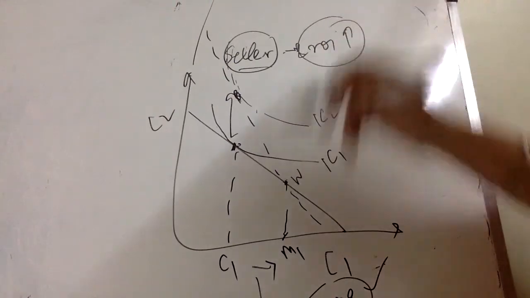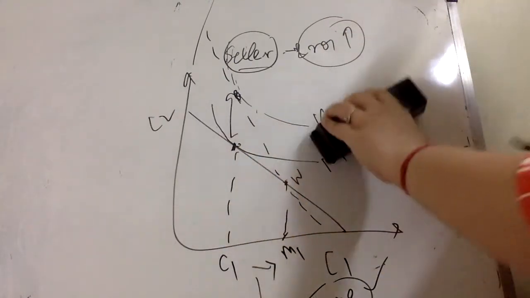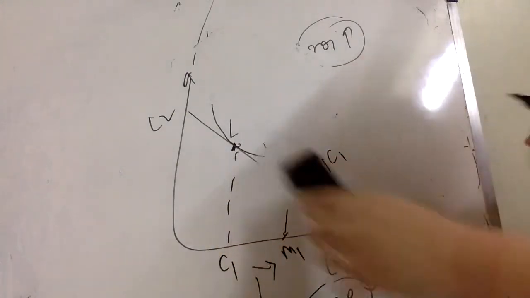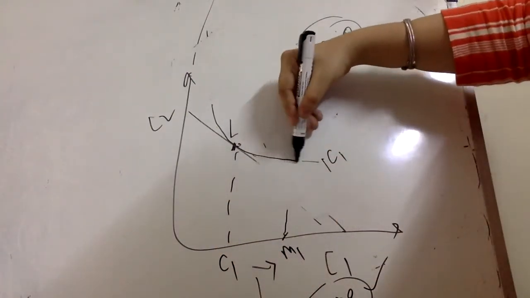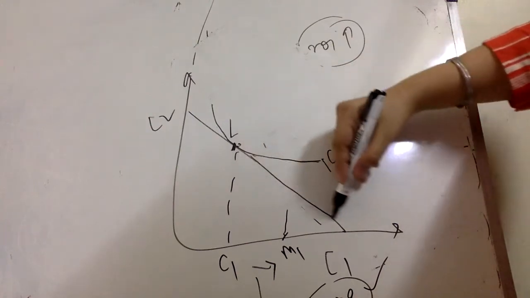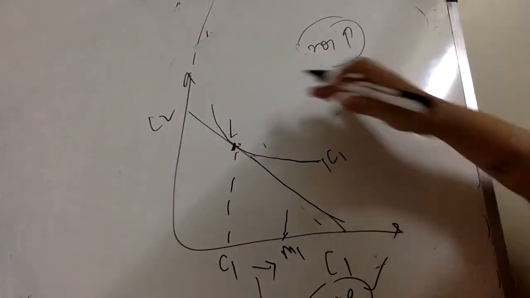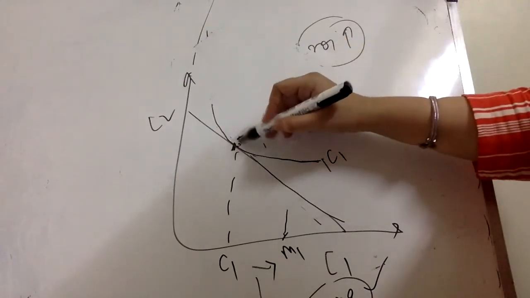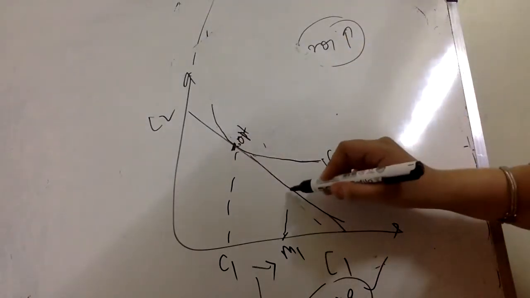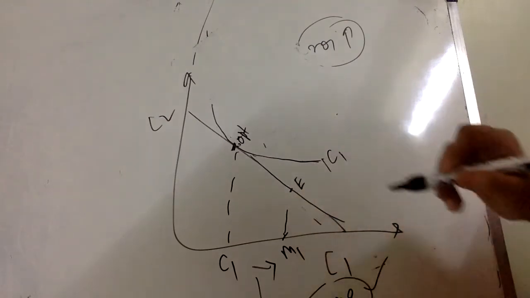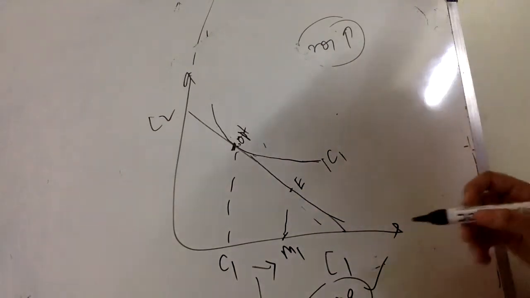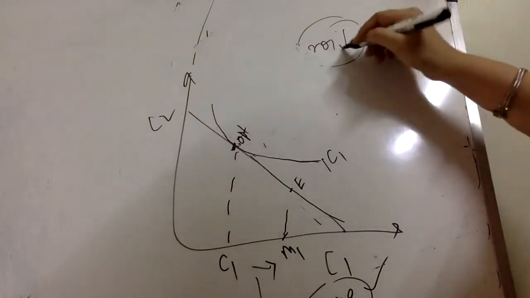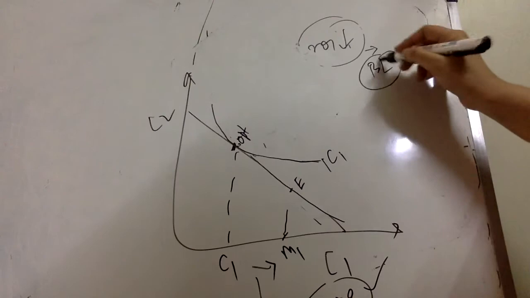Okay. Similarly, we can have another case in which the rate of interest falls. If the rate of interest falls, we will discuss whether he is better off or worse off. This is the point of endowment. Now if the rate of interest falls, my budget line becomes flatter.